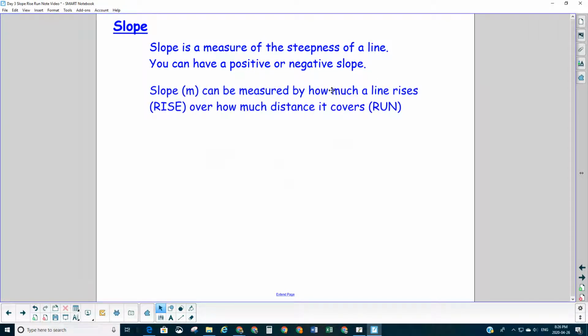Slope can be measured by how much a line rises over how much distance it covers, which is the run. And so slope can be found by taking the rise divided by the run. And we would see that as a rise and a run from any 2 points on the line.